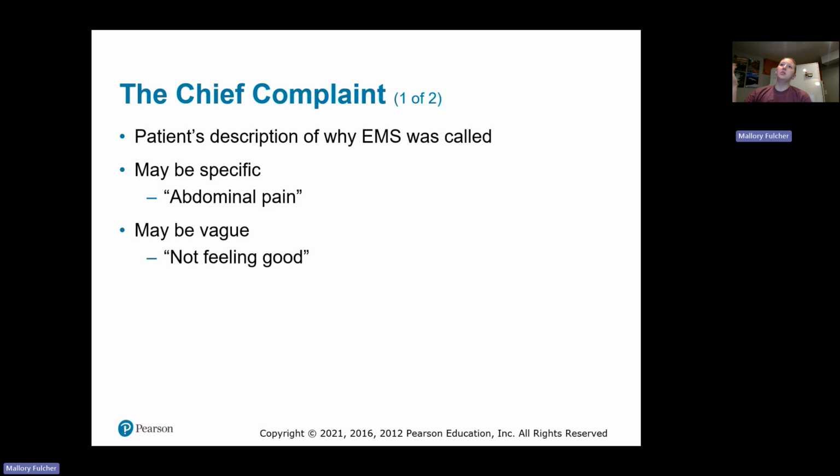So chief complaint is why the patient called us. What is their complaint? This isn't our version of what their complaint is. This is their complaint. So it may be very specific, like abdominal pain. It might be super vague, like I just don't feel well, but it's whatever they are telling us.